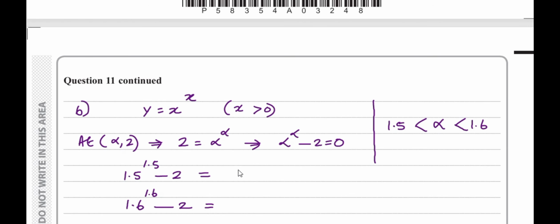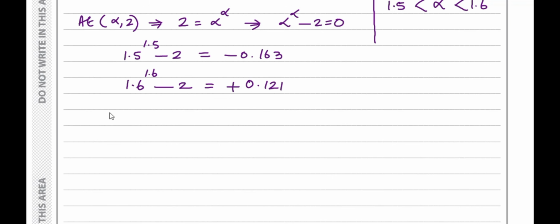Putting this into the calculator, we get minus 0.163 and plus 0.121. Now let's write the standard conclusion statement that yes, there is a sign change and as the function is continuous.